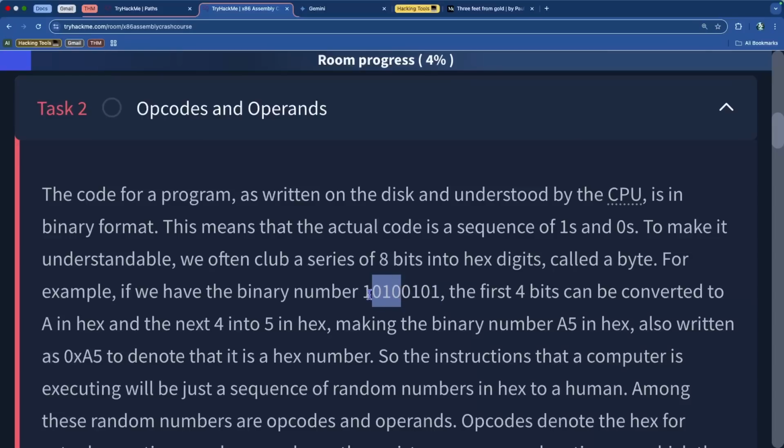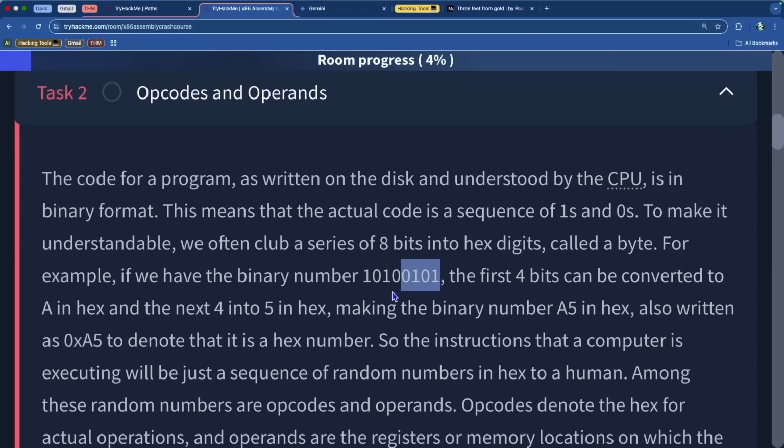And so the first 4 of those series is going to be translated into something, and then the next 4 will be translated into something else. So for example, this specific one would be, the first 4 would be the letter A, and then the next 4 would be the number 5, which means it would be A5 in hexadecimal code. So if you wanted to convert this from binary to hexadecimal or hex, then you would convert it into A5, and then it's written as 0xA5 to denote that it's a hex number.